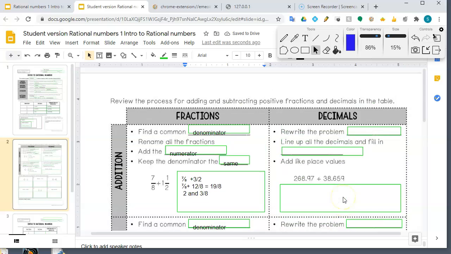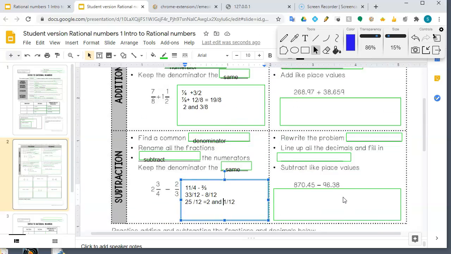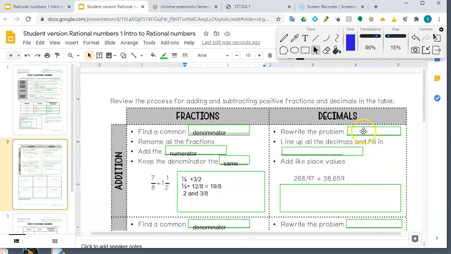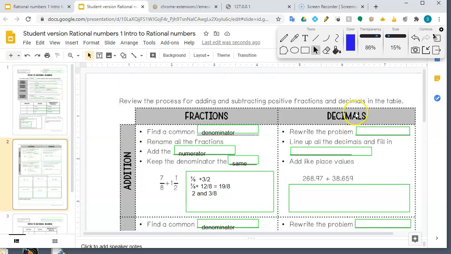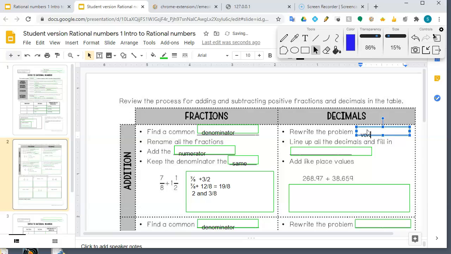Okay, we're going to do the same thing for decimals. Alright, so we're going to rewrite the problem. So let's talk about how we add or subtract decimals. We're going to rewrite the problem vertically. Line up all the decimals and fill in the placeholders.